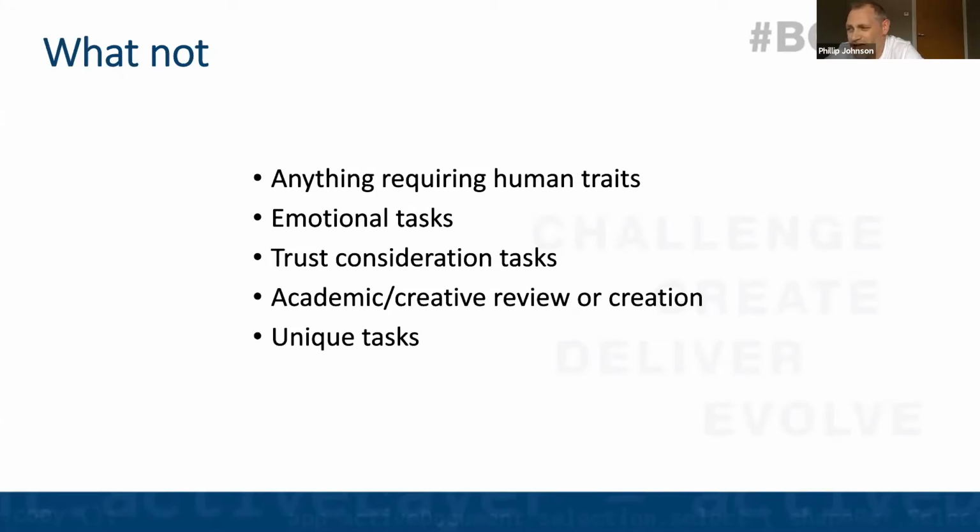Academic or creative review or creation. So what I mean by that is articles, essays, news, and paintings, both the creation and the review of that type of thing. Automation is getting better at creating news articles, in the sense of pulling things together from social media and aggregating that into an article that makes sense.